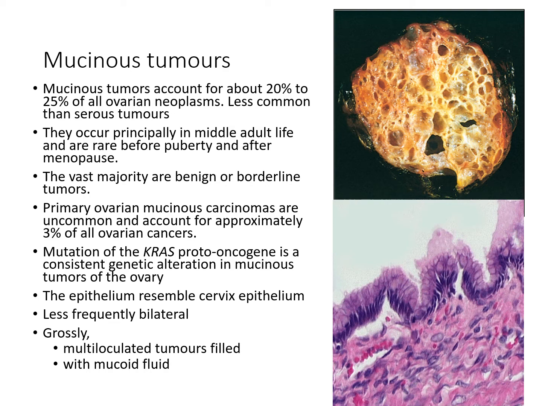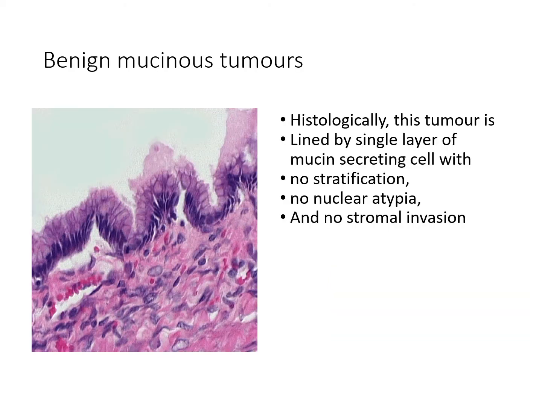Grossly, you can see the tumor is usually multiloculated. There are multiple spaces filled with mucoid fluid. And histologically, the tumor is lined by a single layer of mucin secreting cells. In this case, it is a benign mucinous tumor. There is no stratification, or the cells are not packed on each other. There's no nuclear atypia, and there's no stromal invasion.